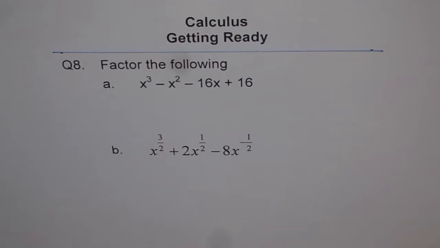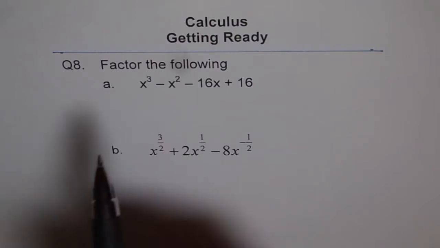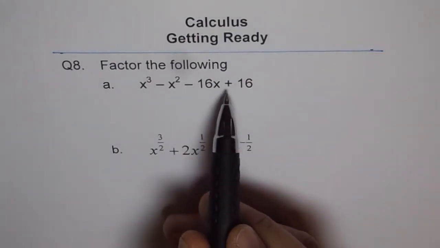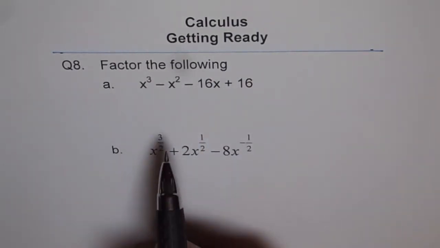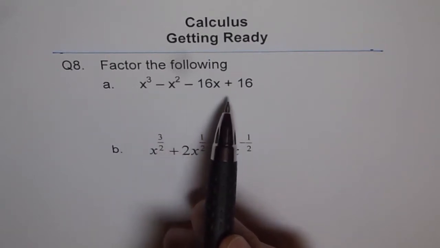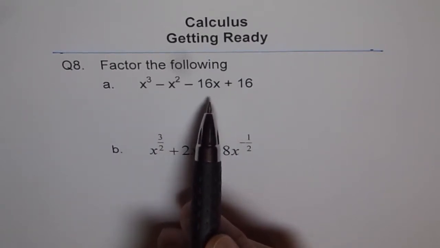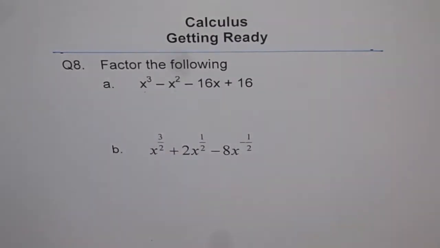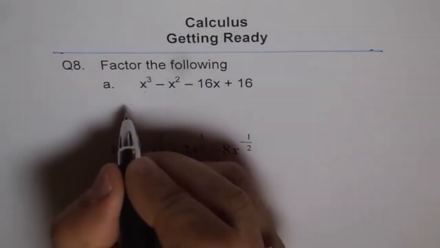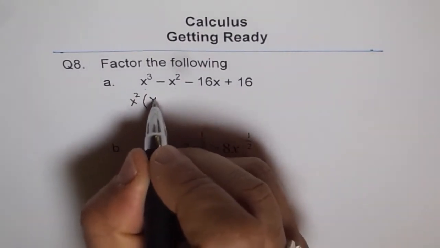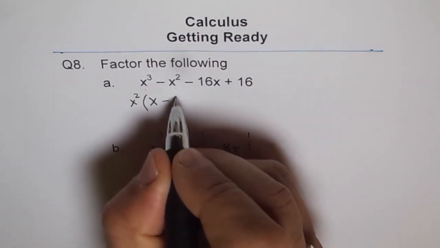And I've just given you two examples here. The first is x cubed minus x squared minus 16x plus 16. Well, here we have a very simple case, 4 factors, and we will do factoring by grouping. As you can see, if you see the first two terms, x squared is common. So let's take x squared common from the first two terms, and we are left with x minus 1.